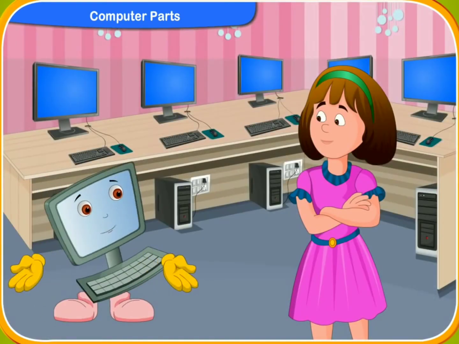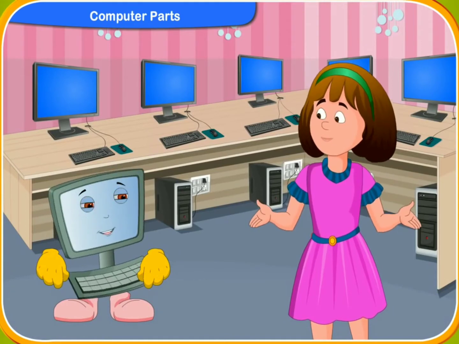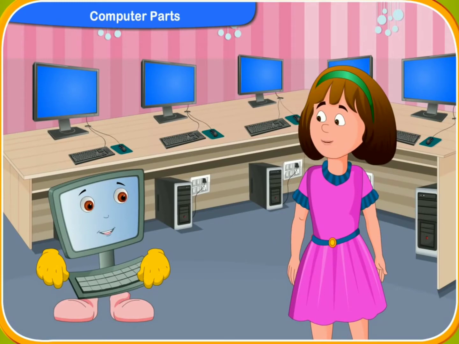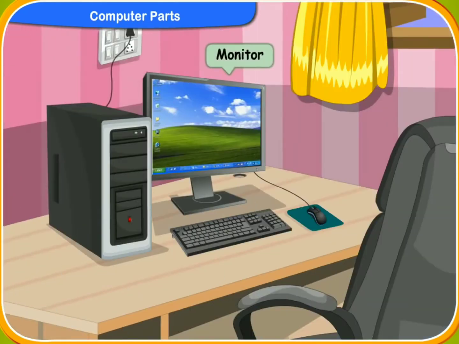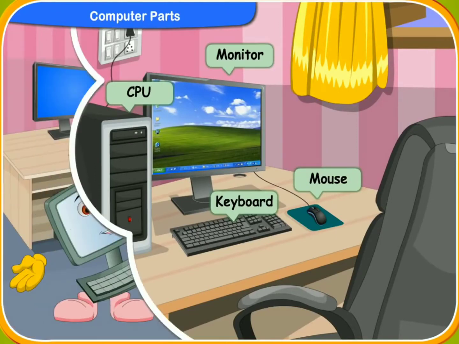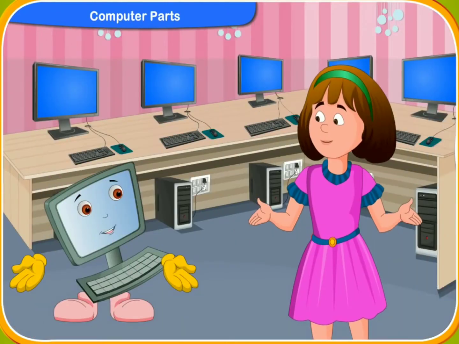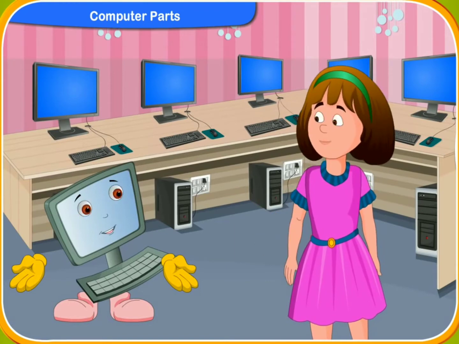Look, Renny, this is a computer. Clicko, the computer seems to have many parts in it. Yes, Renny, a computer is made up of different parts. The monitor, the CPU, the keyboard and the mouse are four major parts of a computer. All these parts are very important. Please tell me how these parts are important for a computer.